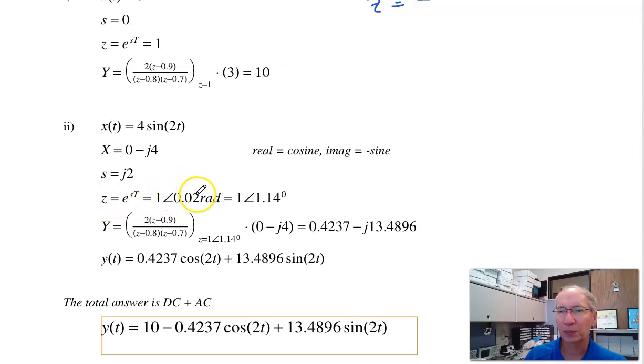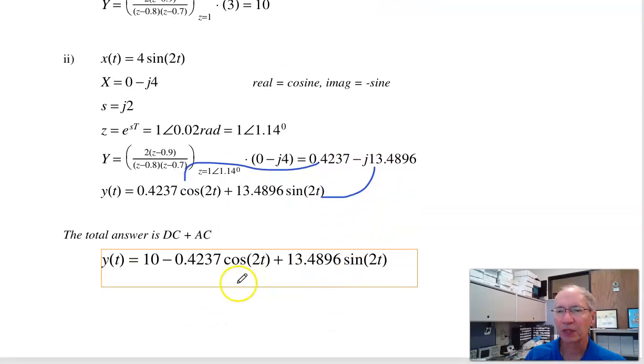That's 1 at 0.02 radians, or 1 at 1.4 degrees. This is the gain everywhere. Find the gain at that complex number for z, times the input at 2 radians per second, gives you a complex number. Real part means cosine, minus j means sine. The total answer then is DC plus AC, just like we did in the S-plane.